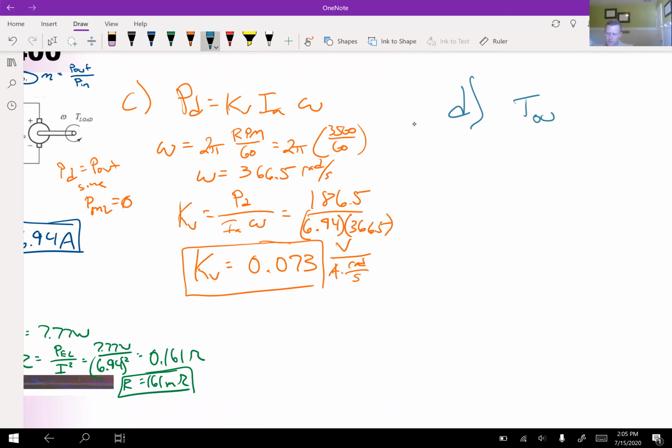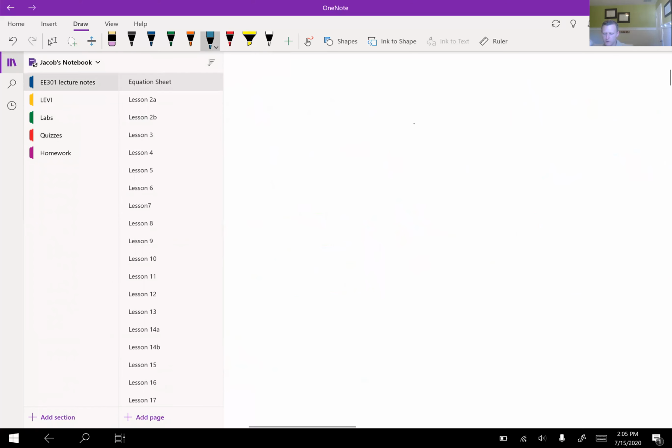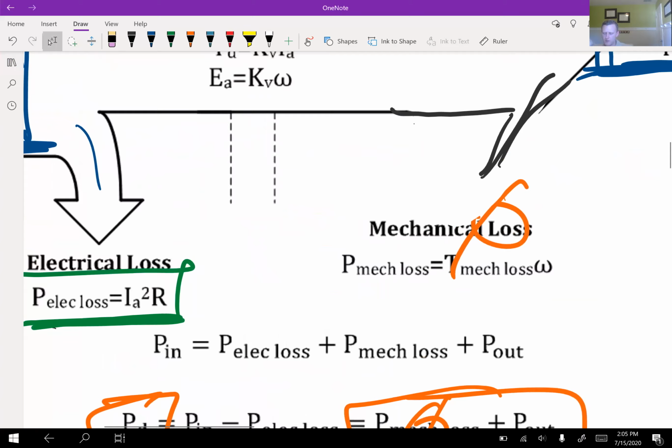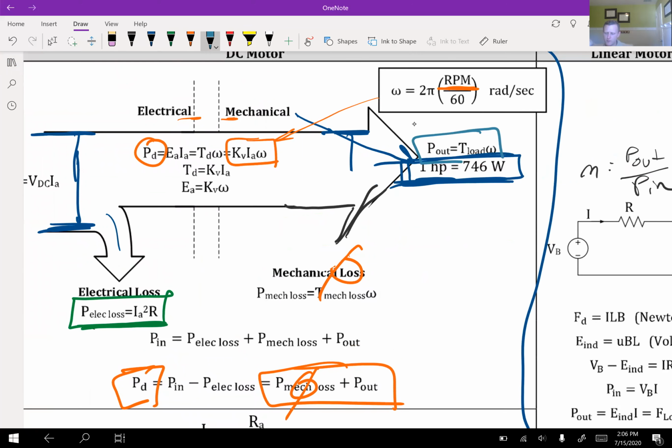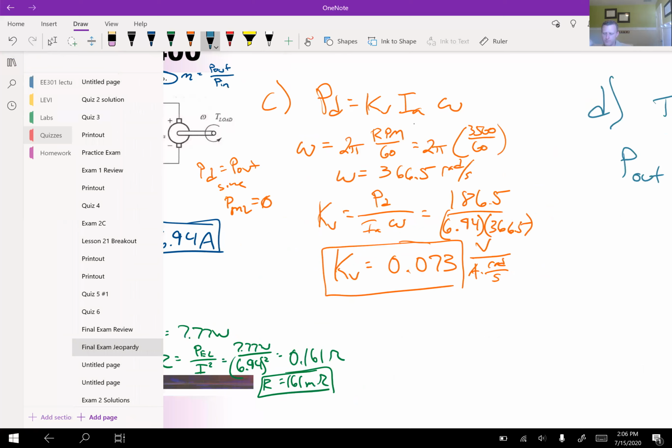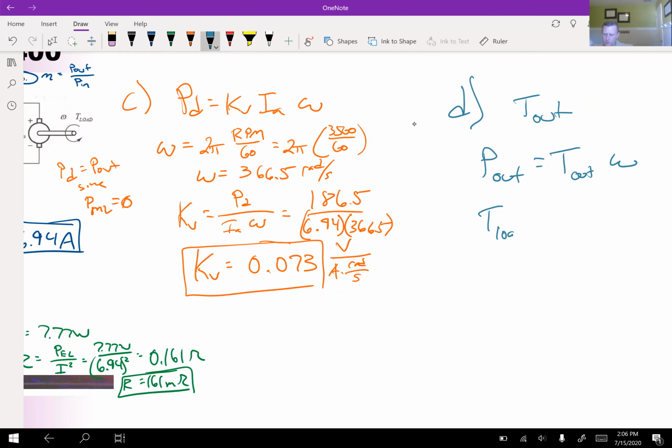Okay, part D asks to find T out. The easiest one for this is P out equals T out omega. Actually, never mind, it does call it T load. This whole time I've been saying T out, but T out is T load. We already solved for omega, and we have P out. I'll erase all those and call them T load since that's what we're finding. T load equals P out divided by omega.